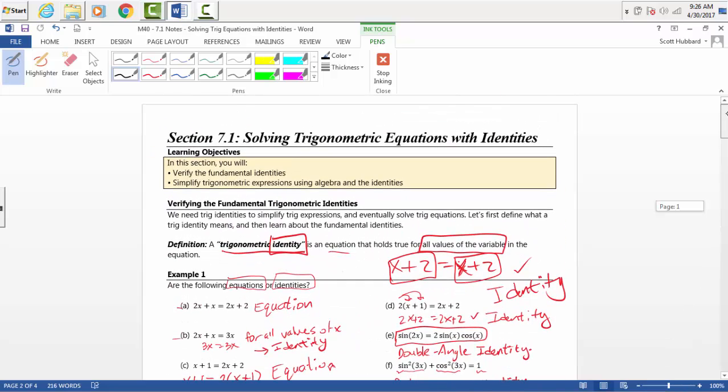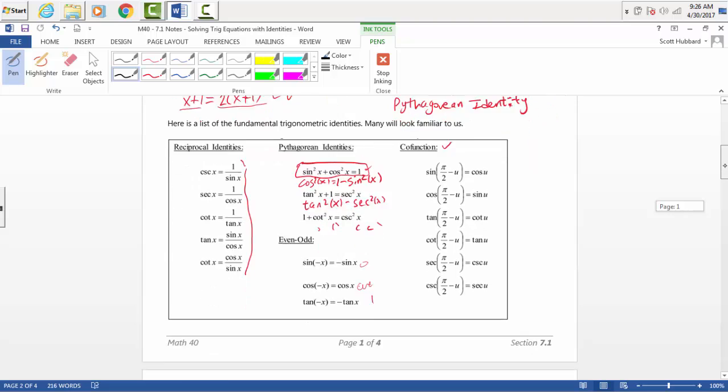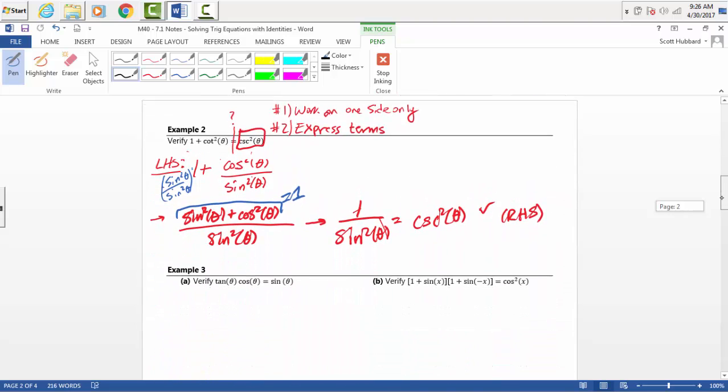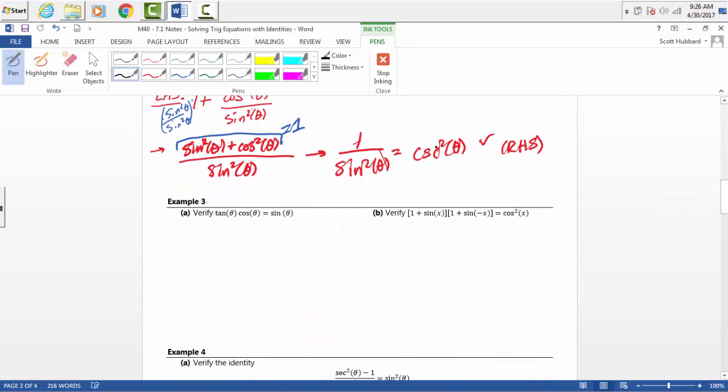So we're still on 7.1. My computer was having a conniption fit. It was making stuff look really weird, like right here. But we're back. I restarted.